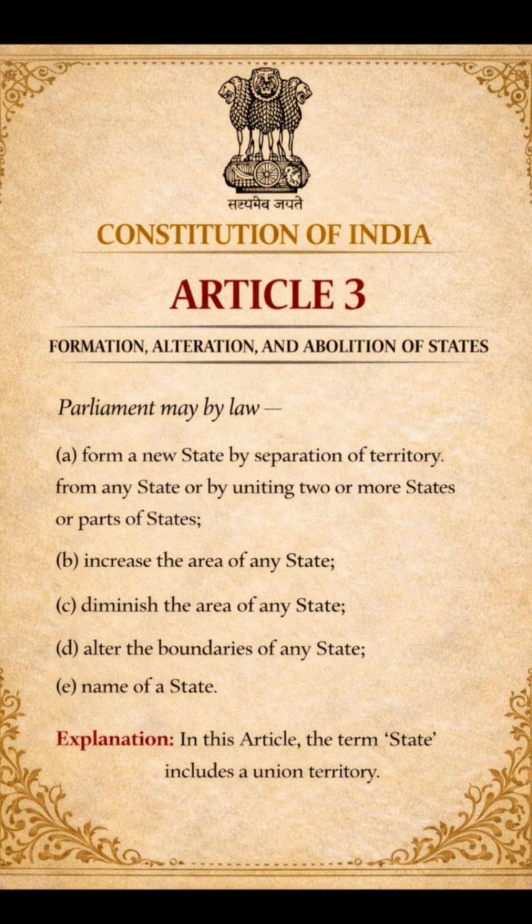Secondly, referring to the more powerful and frequently invoked provision, that is Article 3 of the Indian Constitution. It enables Parliament to exercise four main powers under this provision, that is, to form a new state by separating territory from an existing state, to increase or diminish the area of any state, to alter the boundaries of any state, and even to change the name of any state. In simple terms, Parliament can internally redraw India's political map.